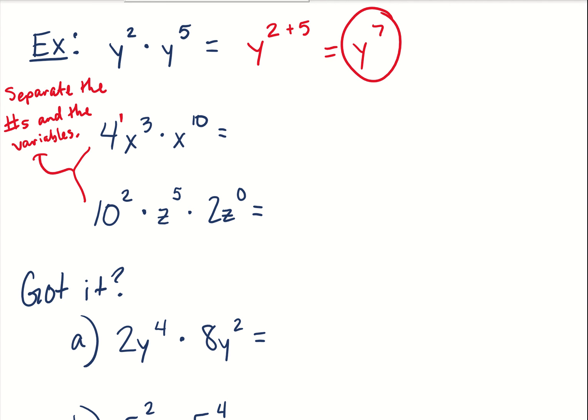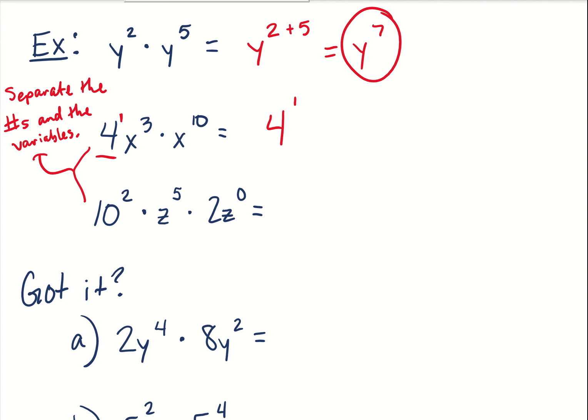Okay, so if I look at this first example, 4x to the third times x to the 10th, I'm going to separate the numbers and the variables. The first thing I have here is a number. So I have 4 to the first power, or just 4. I'll write out 4 to the first power.